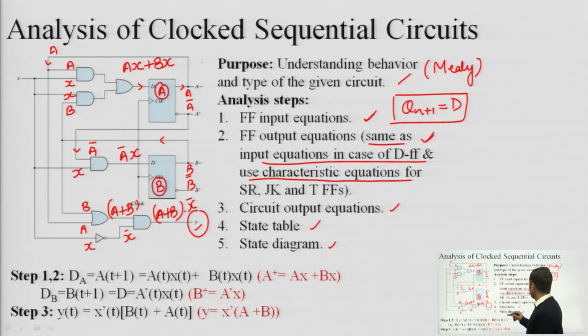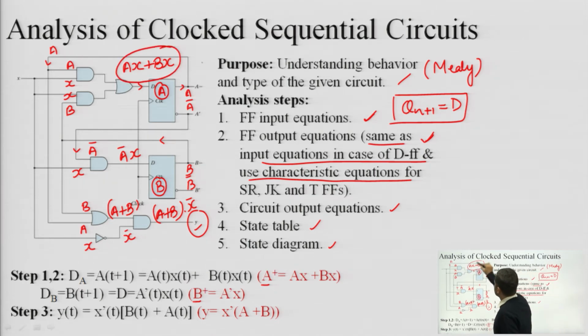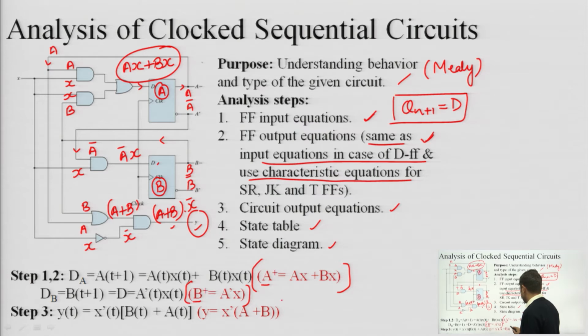So the only thing is we have to mention the flip-flop output. If I am denoting the previous output as A and B, then the next state output will be A plus and B plus. So A plus is the next state equivalent of A, and B plus is the next state equivalent of B. Okay. So this we have already calculated, AX plus BX. Similarly, this is A bar X. You can check here. This is A bar X, next state of B, and this Y is equal to A plus B into X bar.